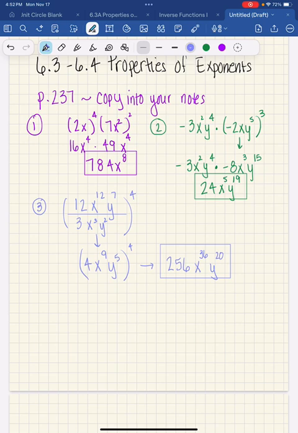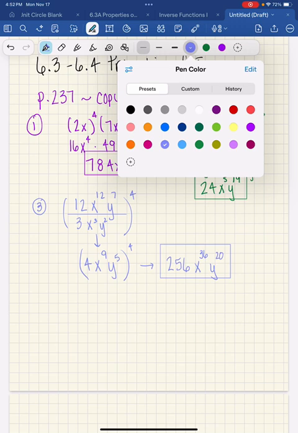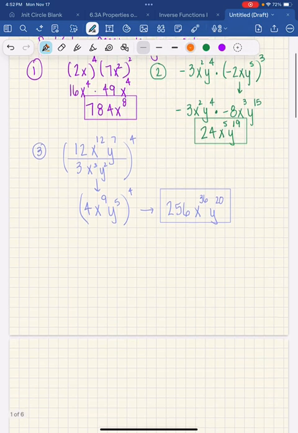Okay. I'm going to move on to section 6.4, which is all about rational exponents. Rational exponents are going to be super, super, super important. I say that about everything. A rational exponent, a fraction. Okay. All right. Here we go. Fraction exponents are always some type of root.